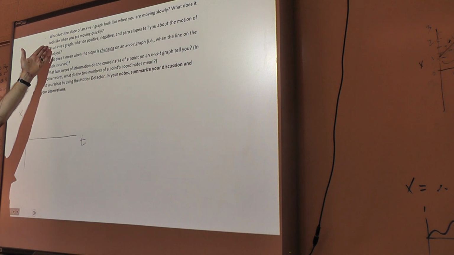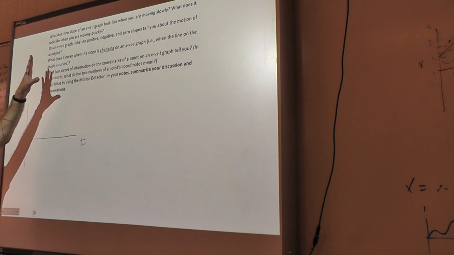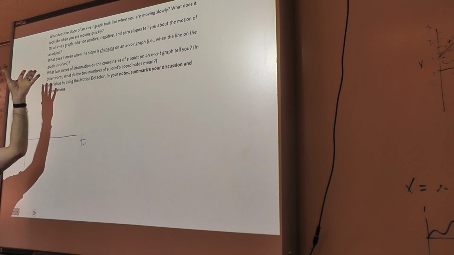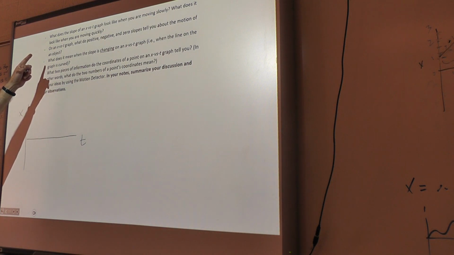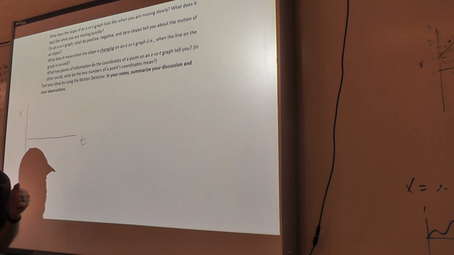And this is from the preliminary lab. This was in there. These were the things that I was asking you in general to give you a chance to think about those skills of interpreting a graph. The first one says, what does the slope of the position versus time graph look like when you're moving slowly versus moving quickly?